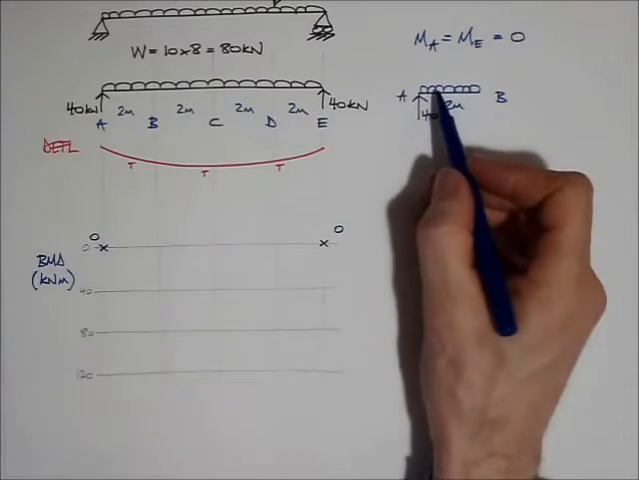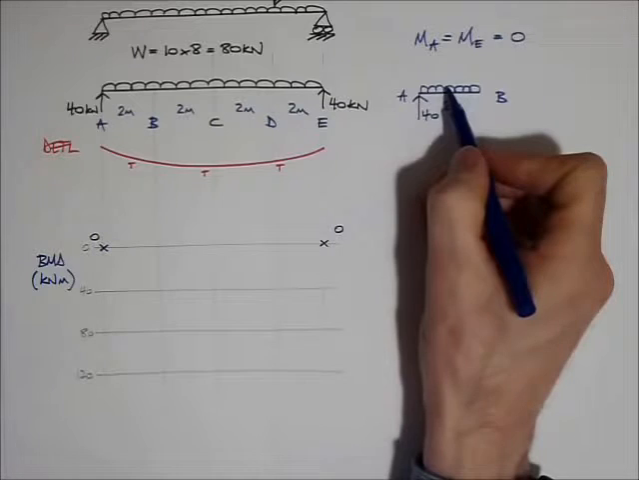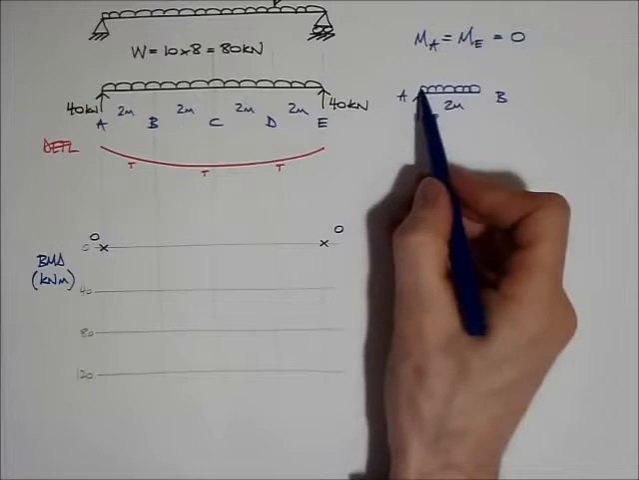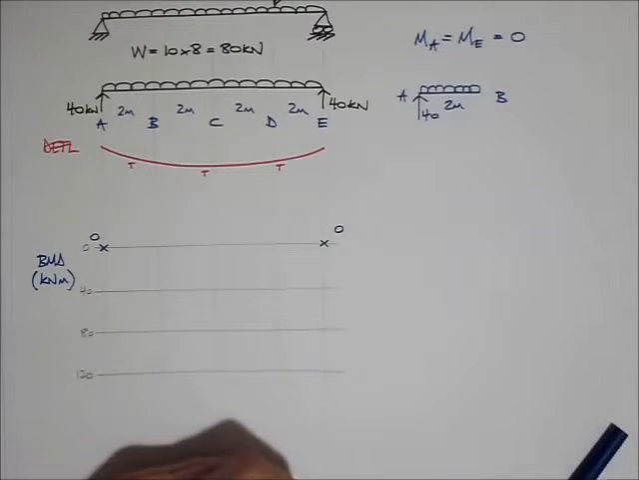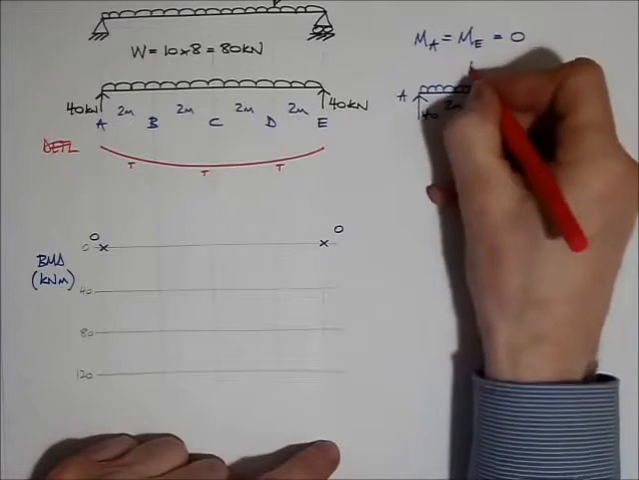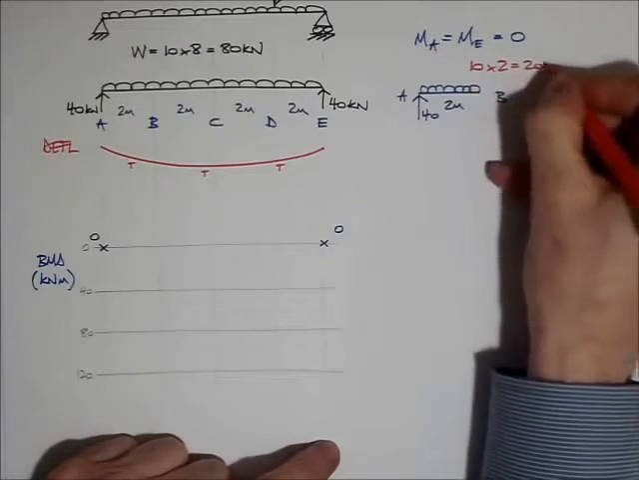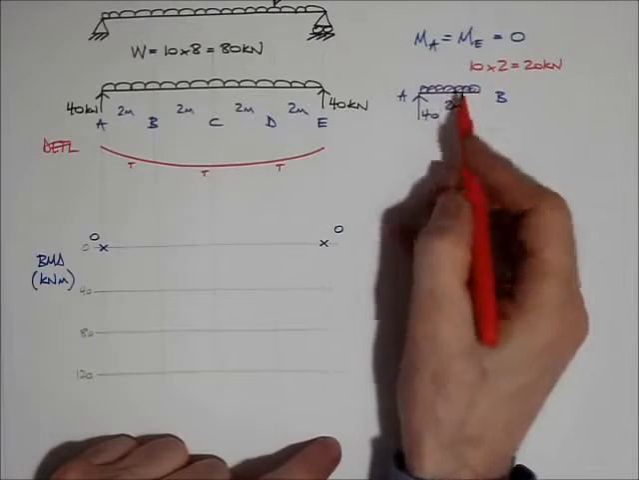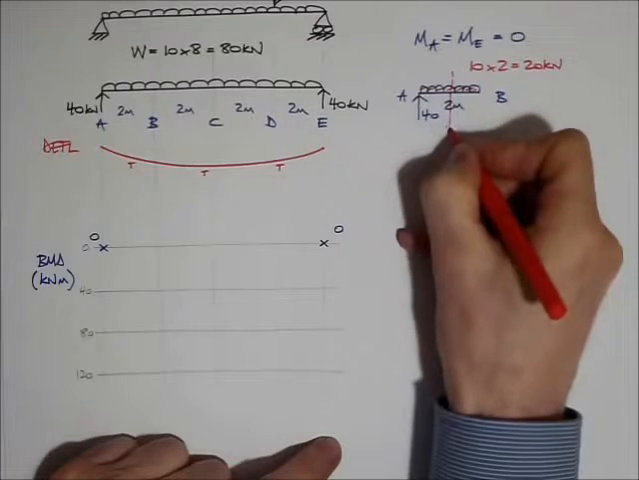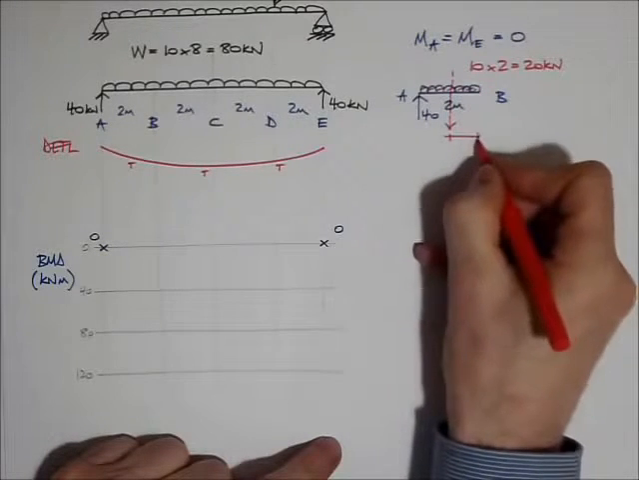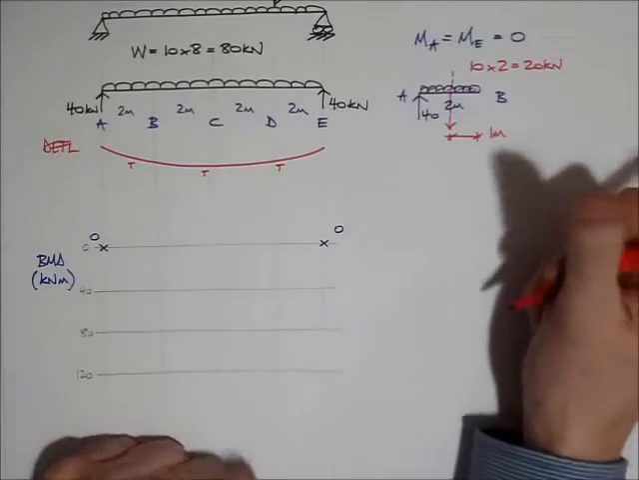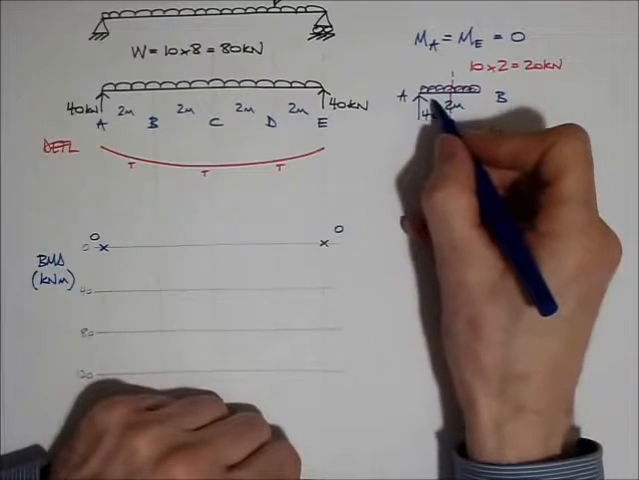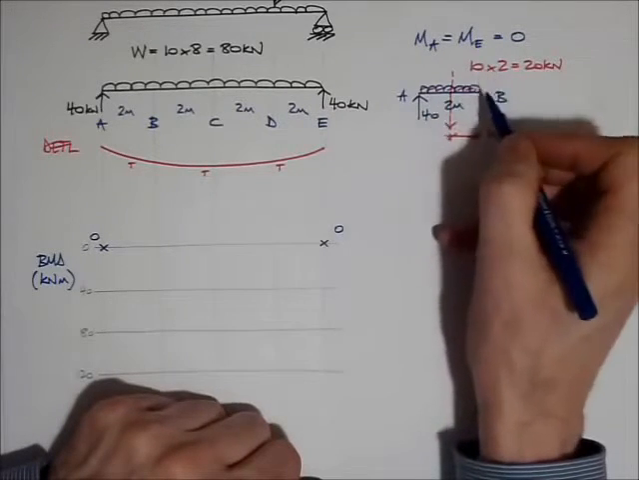So I've got a load of 10 kilonewtons a meter on the beam over a length of 2 meters. So I calculate that 10 times 2 equals 20 kilonewtons. So this load here is worth 20 kilonewtons, and I think it's acting at its centre, which is 1 meter from point B. That's good. So now I can take moments about point B and see what the bending moment there is.